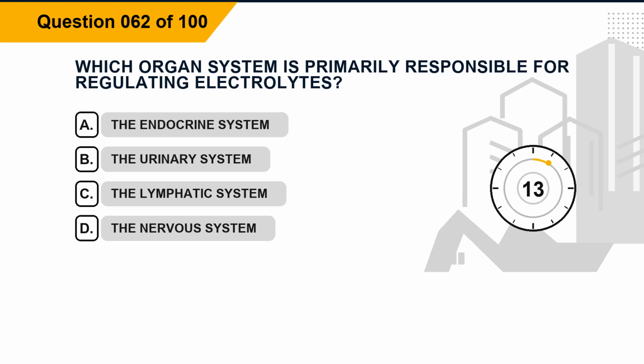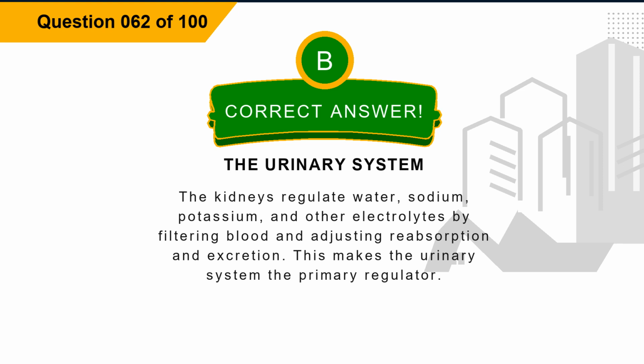Question 62. Which organ system is primarily responsible for regulating electrolytes? Option A, the endocrine system. Option B, the urinary system. Option C, the lymphatic system. Option D, the nervous system. The correct answer is option B, the urinary system.